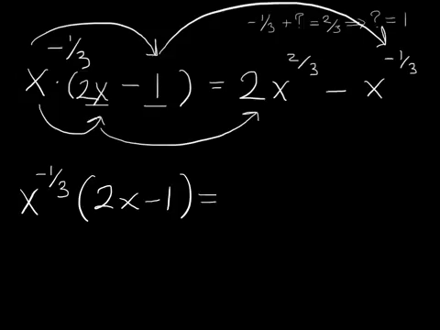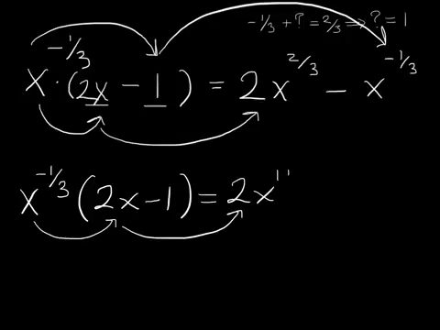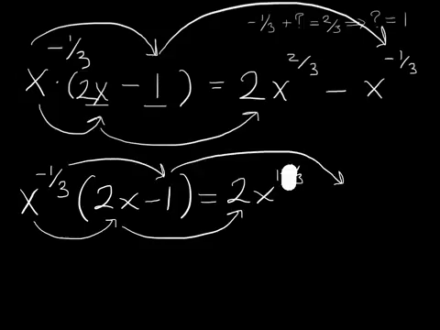So multiplying the x to the negative 1/3 by 2x, I get 2x to the 1 minus 1/3. And when I multiply the x to the negative 1/3 times minus 1, I get minus x to the minus 1/3. And just to reiterate again, the reason I have 1 plus negative 1/3 is because I need to add these two exponents. And maybe it's nice if I write the exponent of 1 there so you can really see.